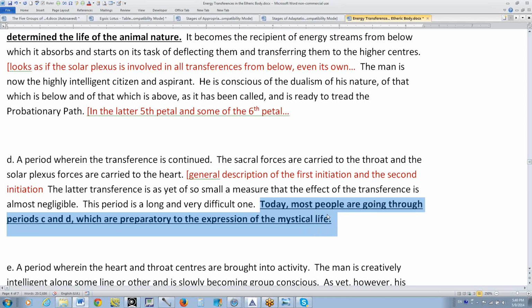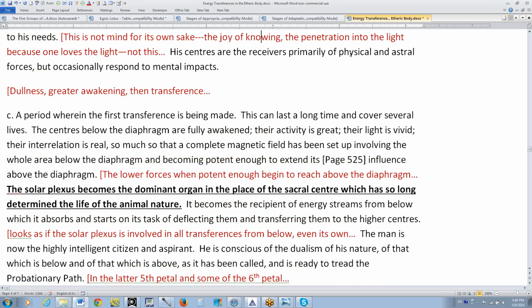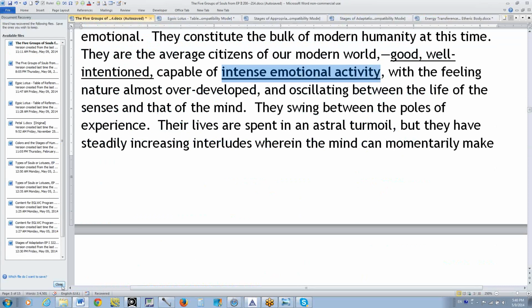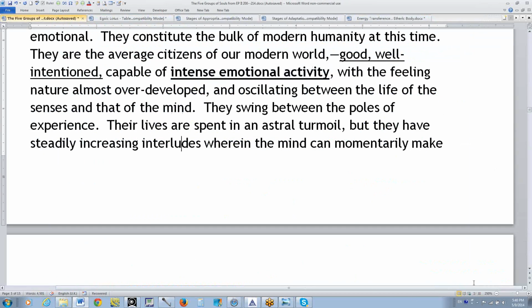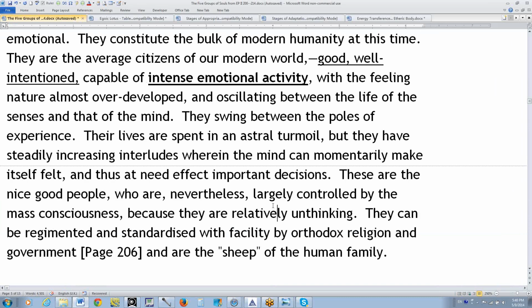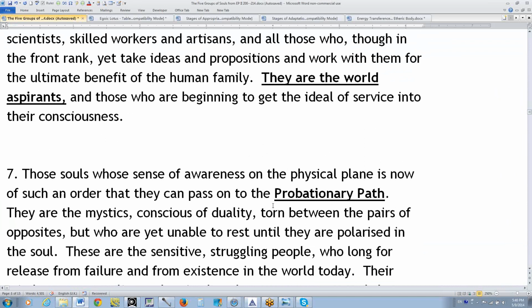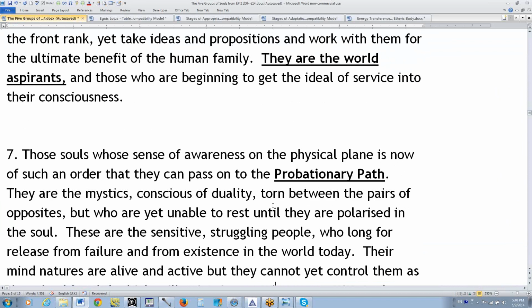So here, this looks a bit like the mystical life. Let us see here in the Egoic Lotus. Oh, that's not it. The 5 groups. Okay. So we don't have the mystics yet, but on the probationary path, the group number 7 of the human groups, soul groups, human groups, are the probationers, and they are the mystics.